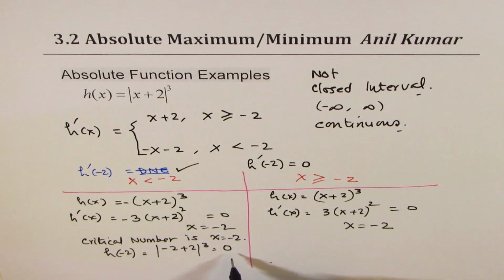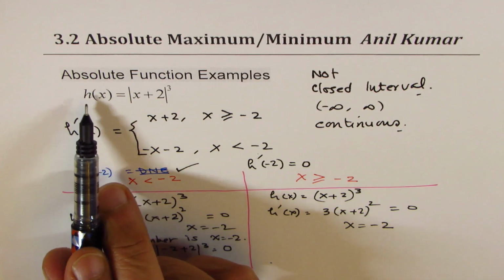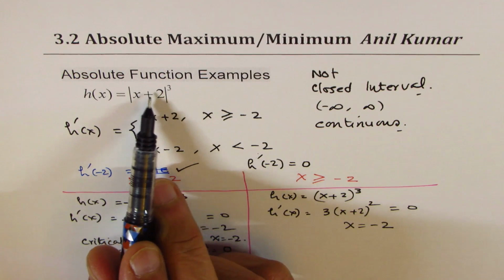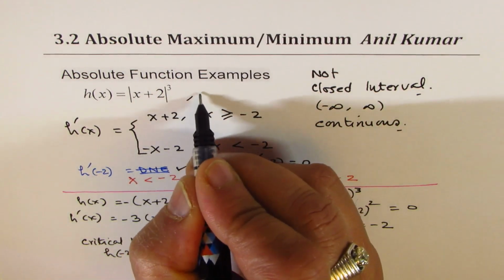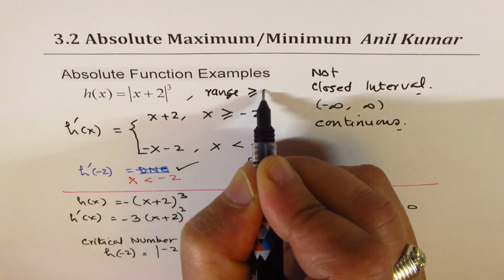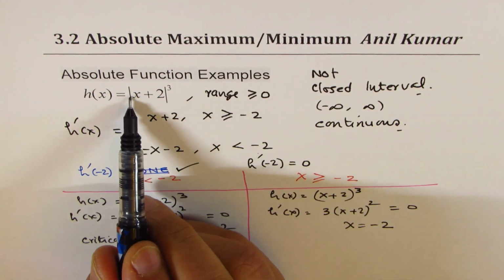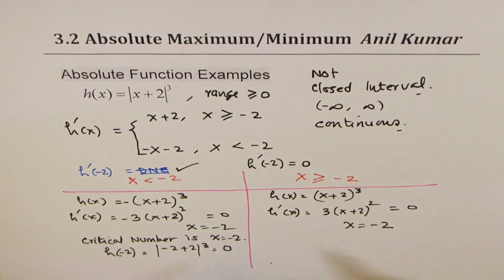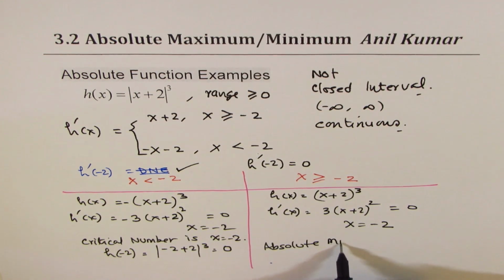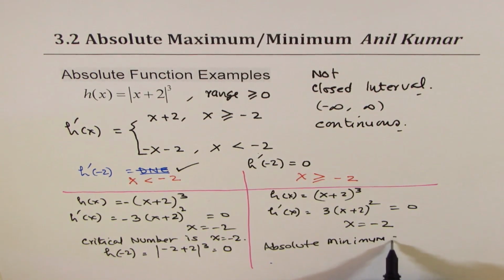Now whether this point is a maximum or a minimum, we can figure that out by knowing the fact that h of x is an absolute value function. So we are taking the cube of a positive value. So in this case, the range is always greater than or equal to 0, right? So the range is greater than or equal to 0 since it's an absolute value cube. So this value becomes the absolute minimum. Does it make sense to you, right?